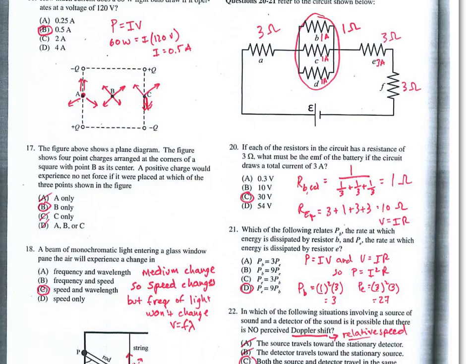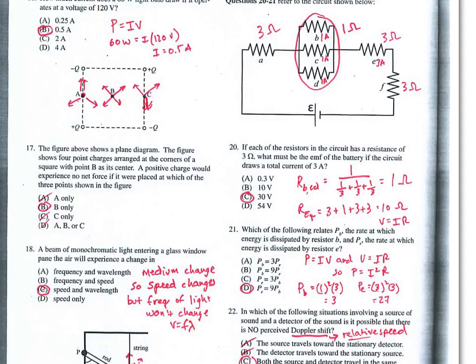Number 21 deals with power, and the power dissipated in the resistors, or we're comparing different resistors. So generally we know power is equal to current times voltage, but we also know voltage is current times resistance. So if we're looking for a specific resistor, it actually makes more sense to use the equation P equals I squared R. How do we get that? We just took Ohm's law, V equals IR, and substituted that V into the P equals IV equation, leaving us with I squared R.